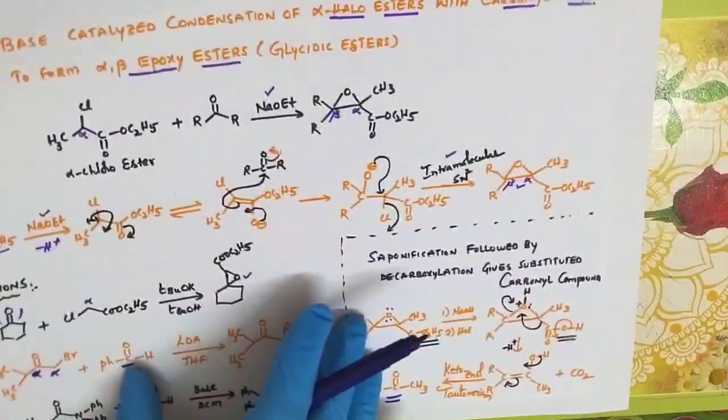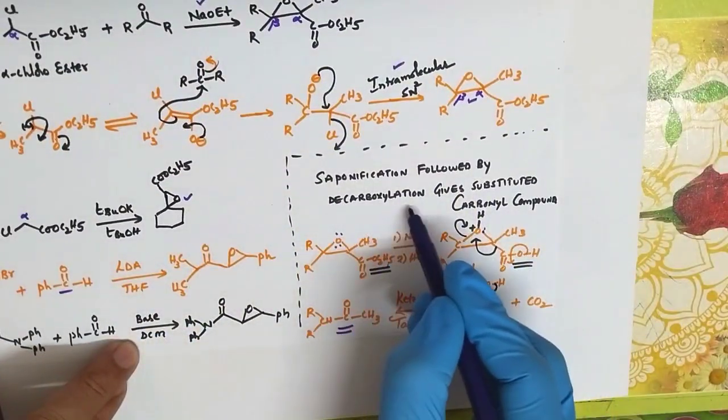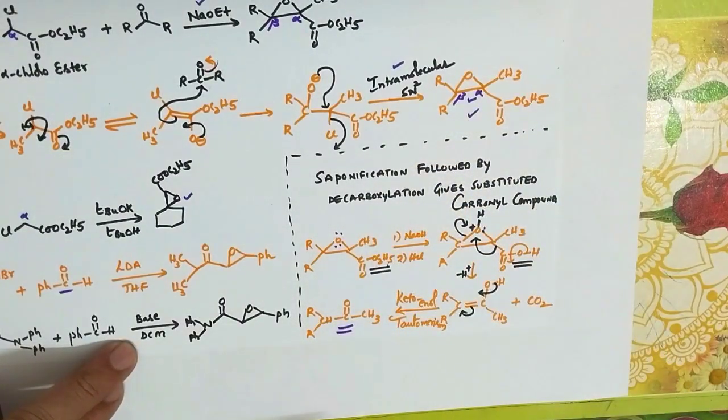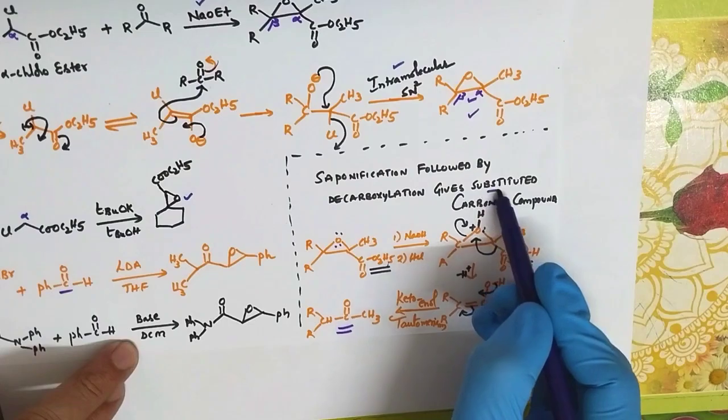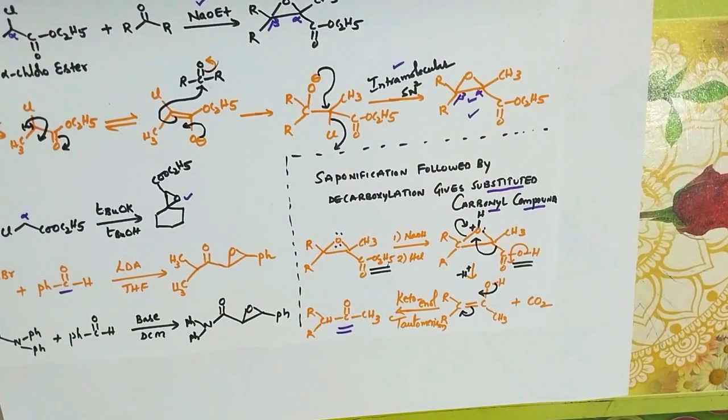Now saponification followed by decarboxylation of the produced alpha beta epoxy ester produces the corresponding substituted carbonyl compound. We get an extended carbonyl compound. Why? Because the formed alpha beta epoxy esters are not that stable. Whenever these compounds are exposed to either base or acid, what happens? They are subjected to decomposition.